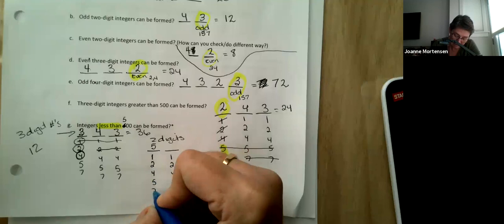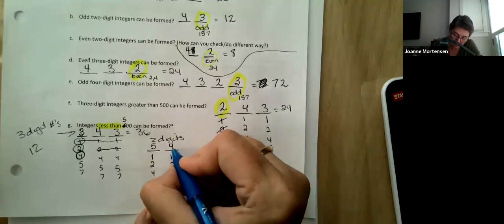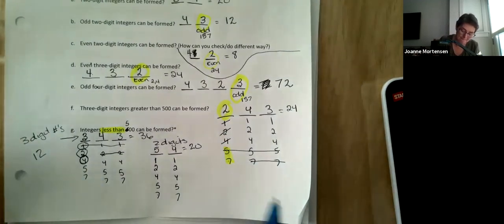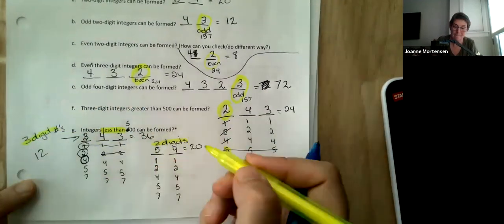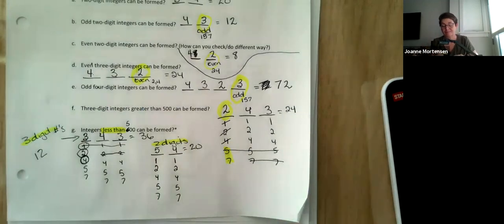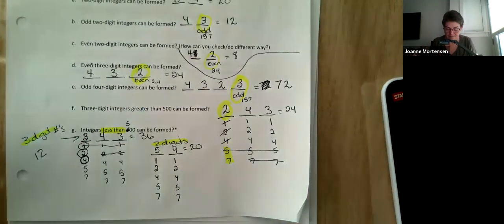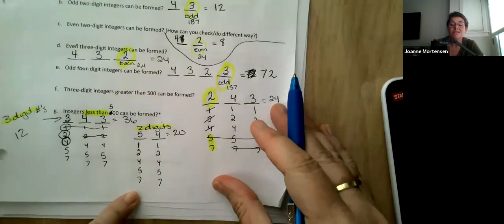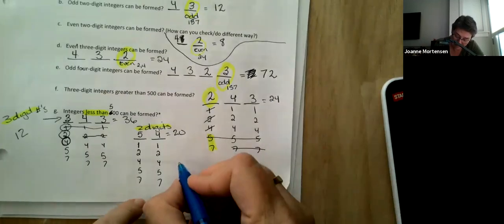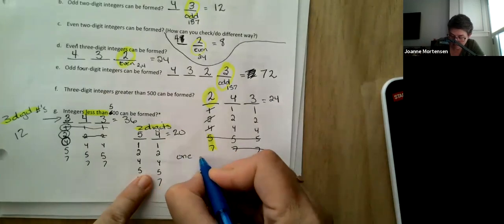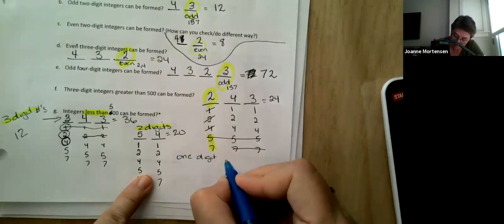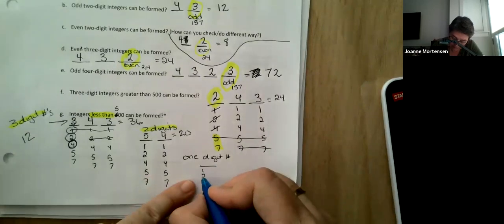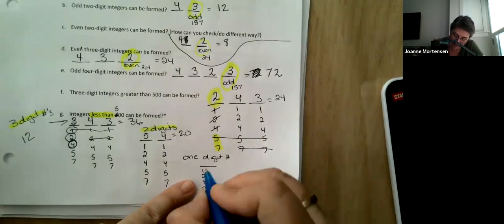1, 2, 3, 4, 5. And then you're going to use up 1. You're going to have 4. But wait. There's more. Because you know what? If you can have 3-digit numbers, 2-digit numbers, you can also have exactly a 1-digit number. 1, 2, 4. There are 5 choices.